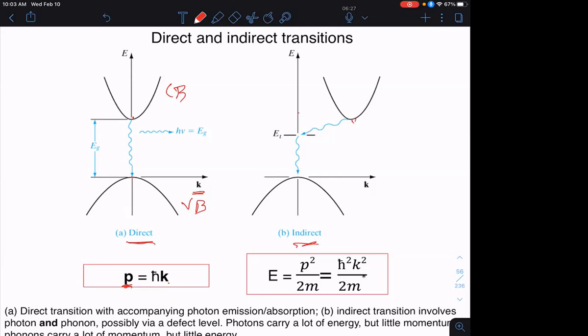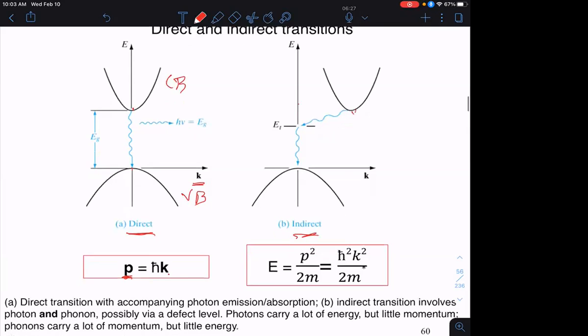Okay, and that has very, very important implications, not so much for electronics, but for optoelectronics, devices like semiconductor lasers or light-emitting diodes, photodetectors, et cetera, okay? And let's see why that is.